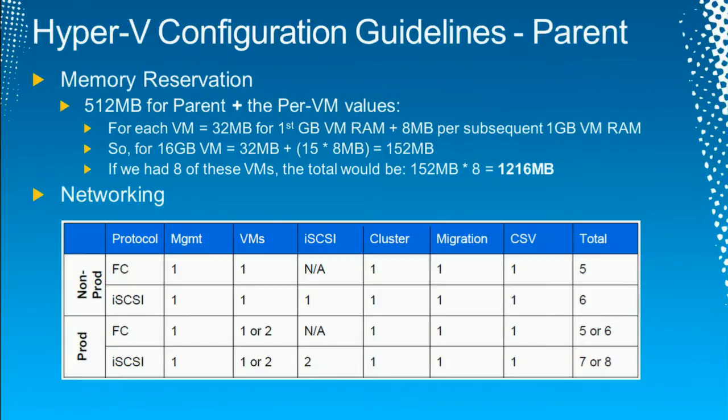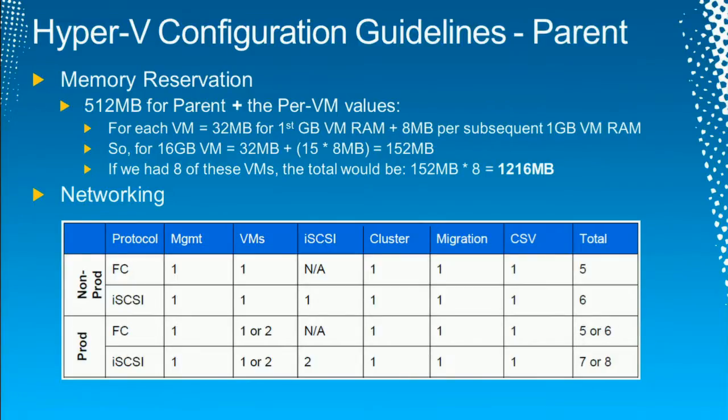And the way you do that is think, as a minimum, half a gig for the parent OS, so half a gig for the host, allocate that to one side. And then for each VM, and this is when you're capacity planning, you realize that these figures will fluctuate as you move workloads around. But for each VM that you're going to run on that particular host, you allocate 32 meg for the first gig of RAM and 8 meg for each subsequent gig of RAM. So for a 16 gigabyte virtual machine, an individual VM, you've got 32 meg for the first gig, and then 15 times 8 meg for the subsequent 15 gigabytes. And that gives us a total of 152 meg.